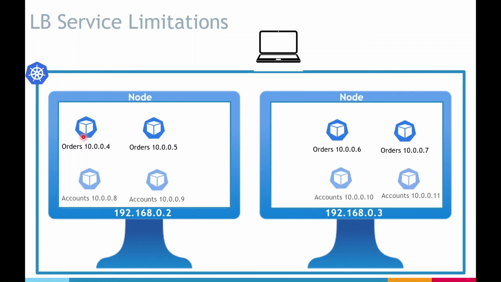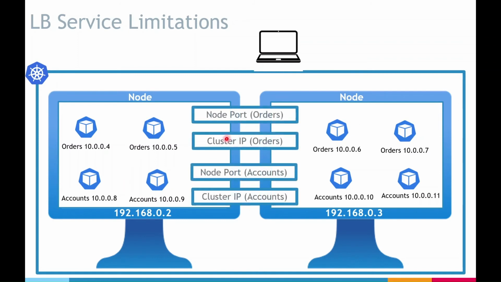And I have another application, which is the accounts microservice. Again, it has four pods, which is four replicas. Now, if I create services for accounts and orders, I'll have two services for each of them. I can create a node port service. First of all, I'll have to create a cluster IP service so that I get a static IP address for orders and accounts. So we have a node port for external access, cluster IP for internal access.